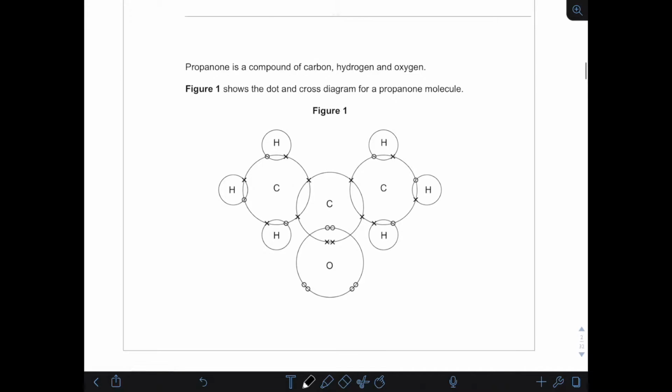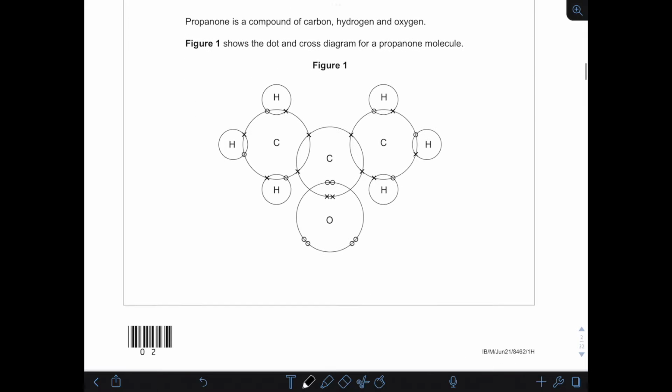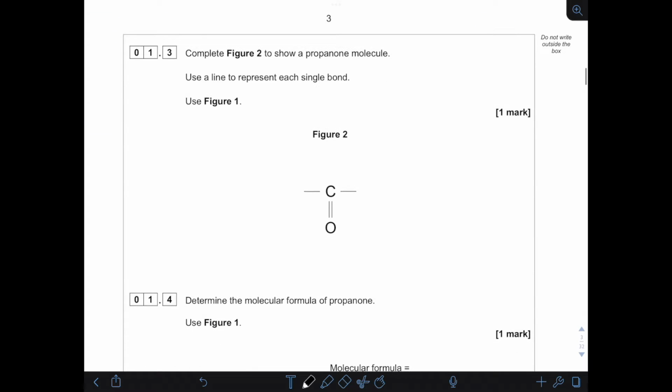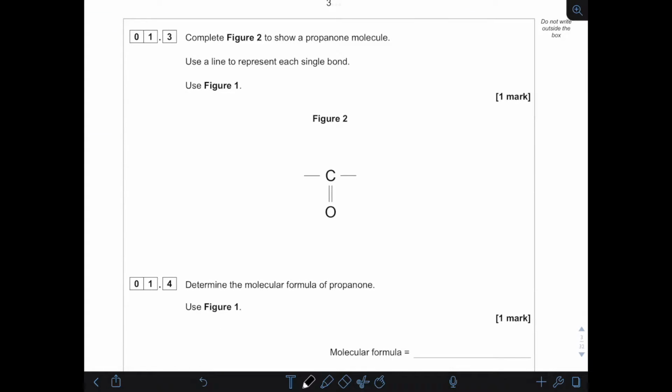So now this is, I suppose, still question 1. Propanone is a compound of carbon, hydrogen, and oxygen, and there we have a dot and cross diagram. It's also commonly called acetone, which is very commonly used in the lab as a cleaning solvent. So complete figure 2 to show a propanone molecule.